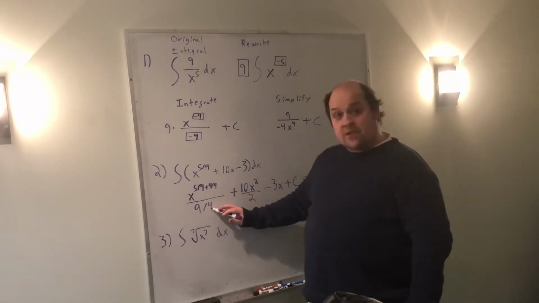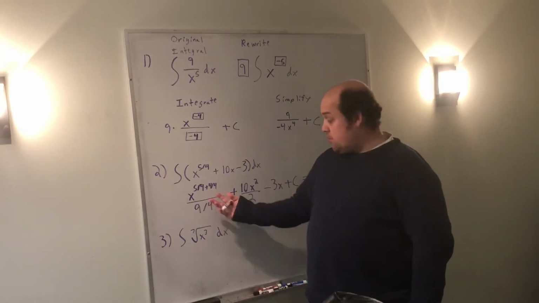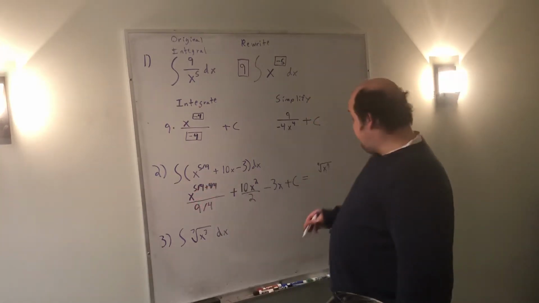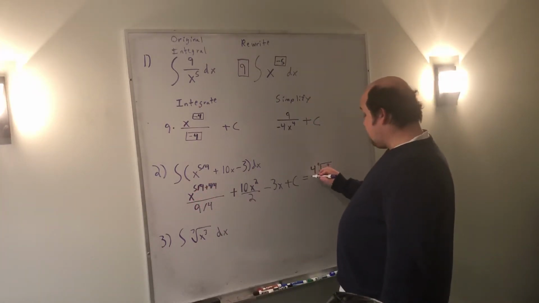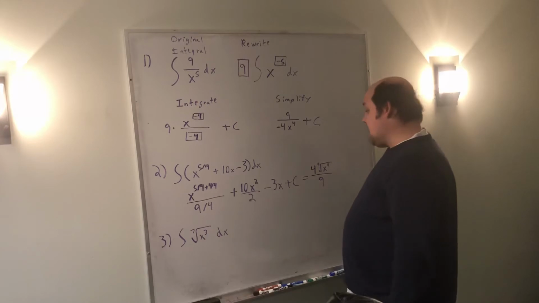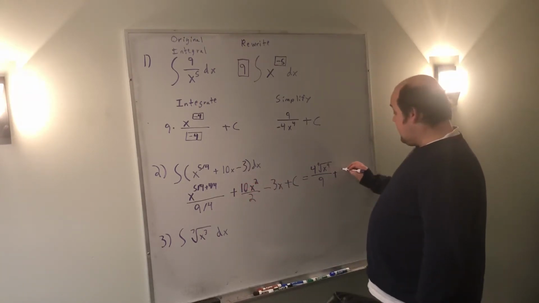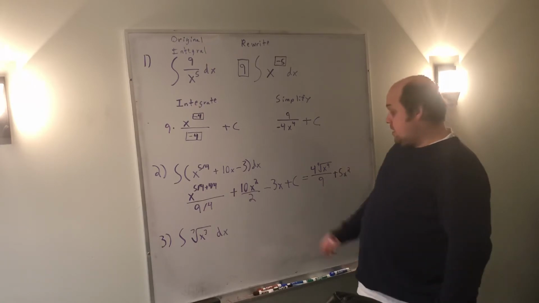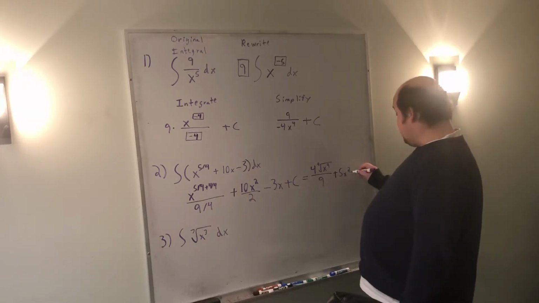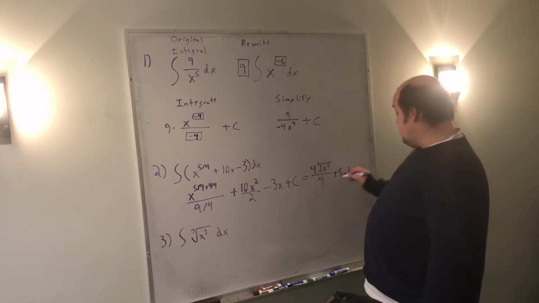Dividing by 9/4 is like multiplying by the reciprocal. So it's like multiplying by 4 over 9. That's where this 4 comes from and this 9 comes from. If I reduce 10 divided by 2, it gives me 5x squared. This negative 3x just stays as is, as does this plus c.